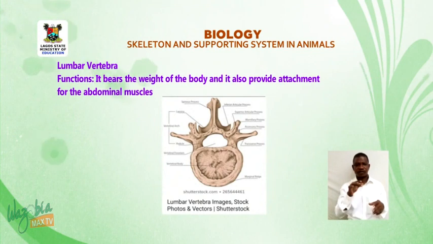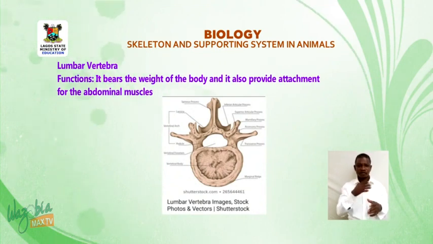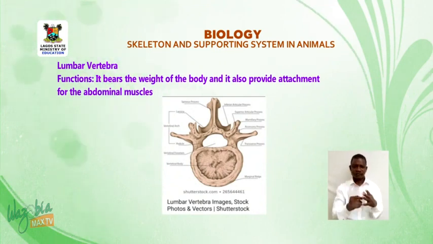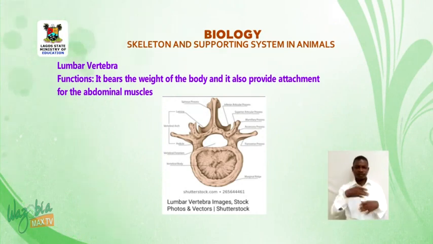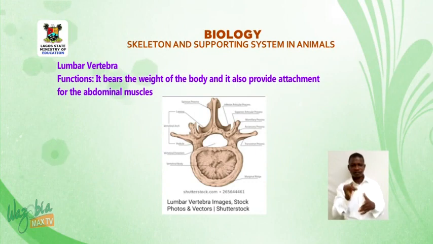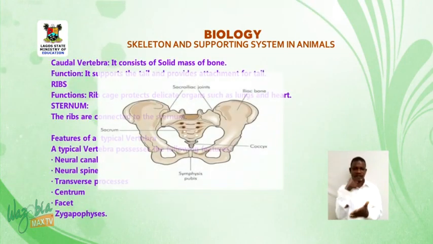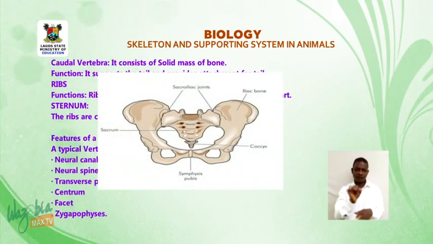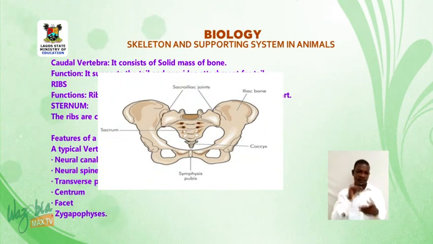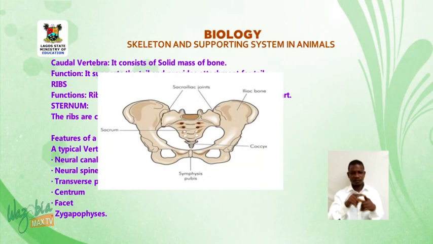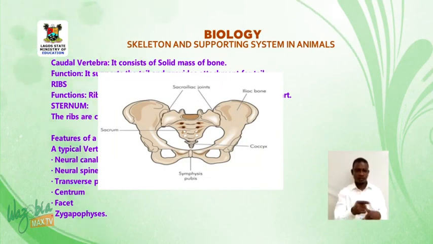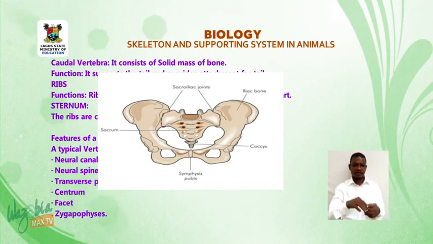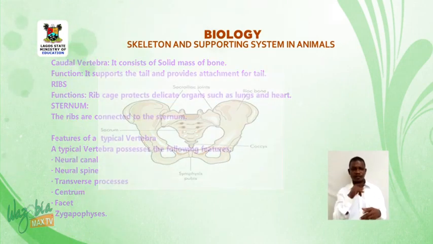Lumbar vertebra. Functions: it bears the weight of the body and it also provides attachment for the abdominal muscles. Sacral vertebra. Presence of narrow neural canal and reduced neural spine. Functions: it provides support, rigidity, and strength to the body.